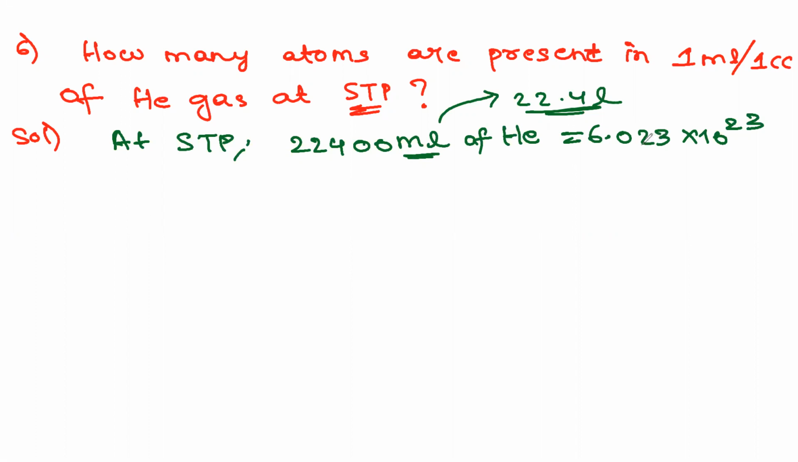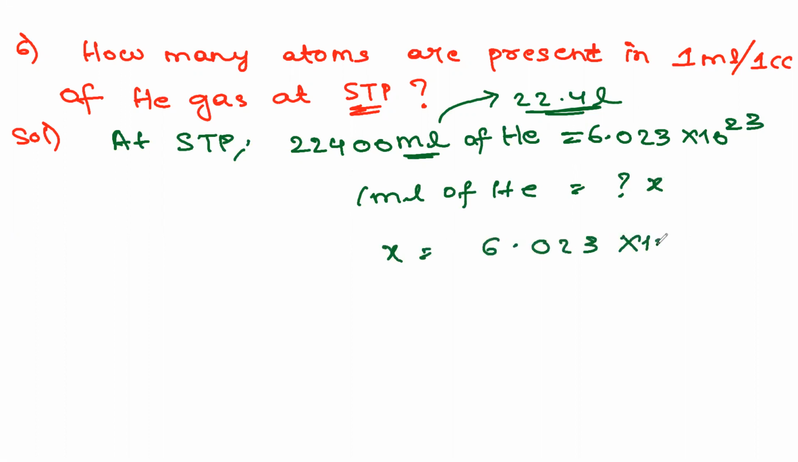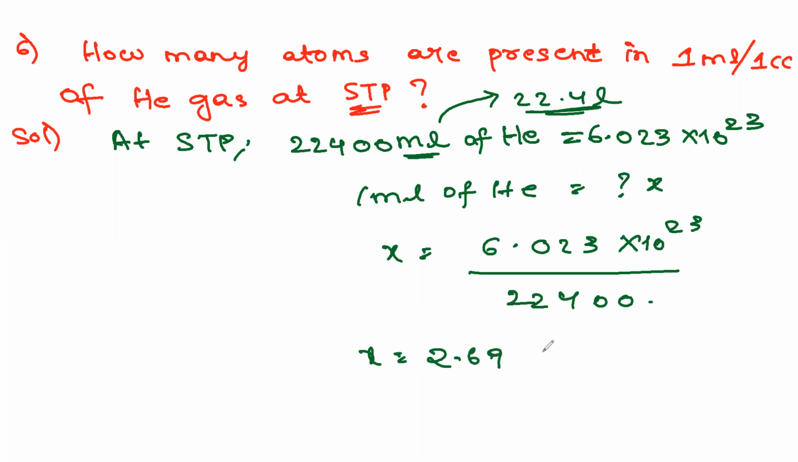Now we need to calculate how much is in 1 ml. Next line, 1 ml how much. So we can write x is equal to 6.023 into 10 to the power of 23 divided by 2.24 into 10 to the power of 4. So the answer you will get is 2.69 into 10 to the power of 19 atoms.